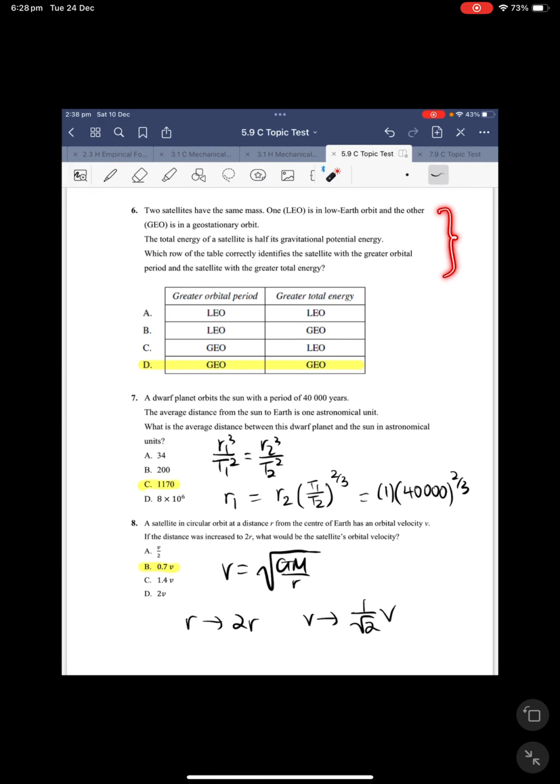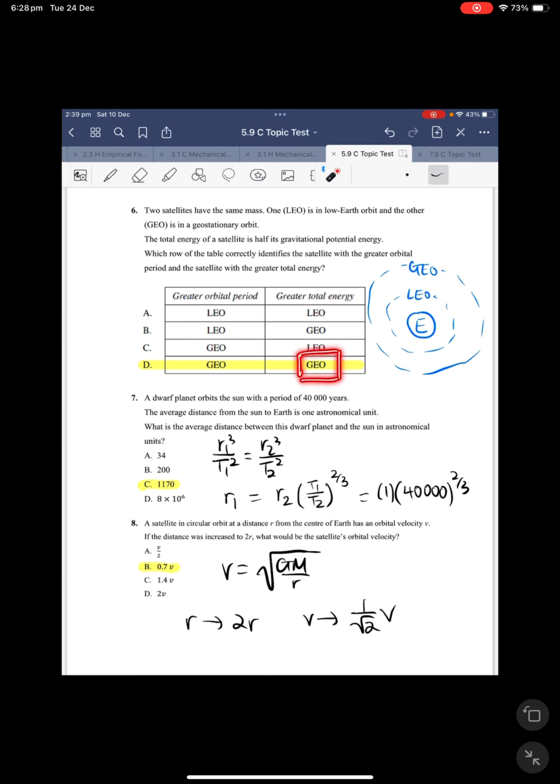Okay, question 6 is asking us about the energy and the orbital period of low Earth satellites and geostationary satellites. Okay, and it's important to note that say if this is the Earth, then the low Earth, LEO, would be orbiting somewhere around here, and the GEO would be in a high orbit somewhere around here. So knowing that, we know that since the GEO has a larger radius of orbit, its orbital period is also going to be larger, right? Because it has to travel this further distance here.